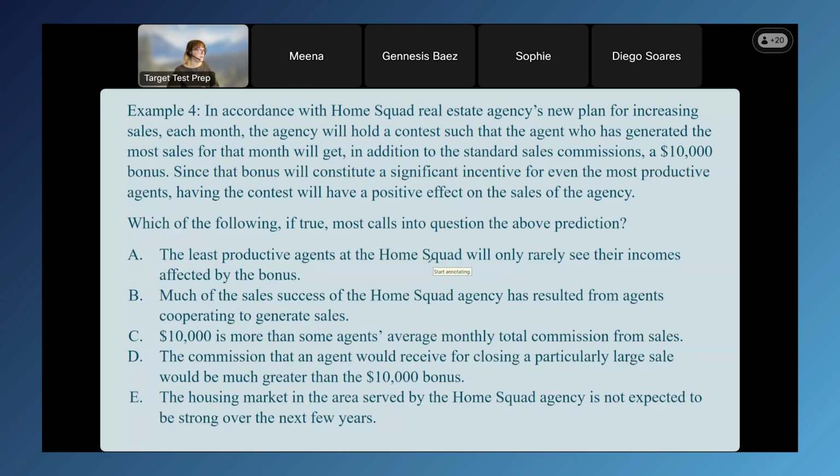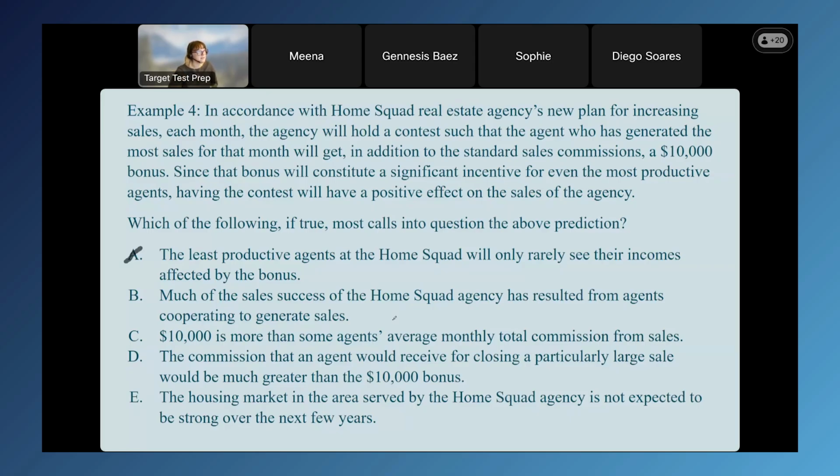So A, the least productive agents at the Home Squad will only rarely see their incomes affected by the bonus. Does that mean that it can't help the agency have a positive effect on their sales? Not necessarily. In fact, not at all. Maybe those people will still try to work hard and get a little bit of extra sales. So that one is irrelevant.